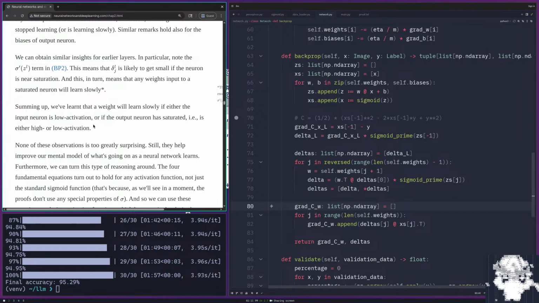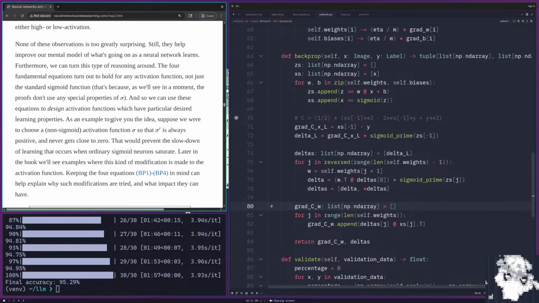Summing up, we've learned that a weight will learn slowly if either the input neuron is low activation or if the output neuron has saturated, i.e. is either high or low activation. None of these observations is too greatly surprising, still they help improve our mental model of what's going on as a neural network learns. Furthermore, we can turn this type of reasoning around.